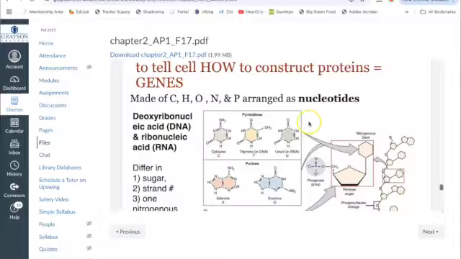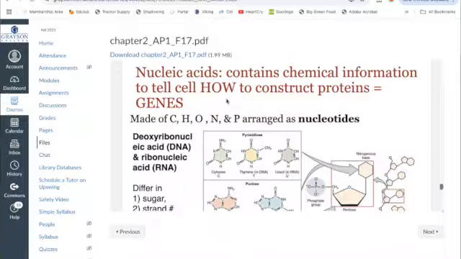So nucleic acids. Nucleic acids are DNA, right? If you eat an animal, you are bound to eat some of the DNA, right? It's in there. You eat their cells and all that stuff. So nucleic acid is arranged in nucleotides. It depends on how it's arranged.